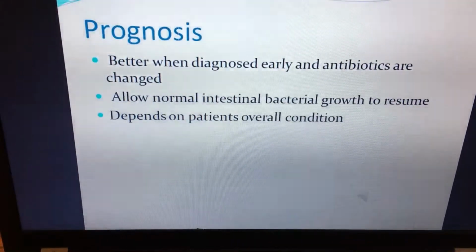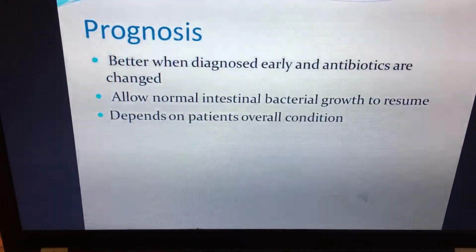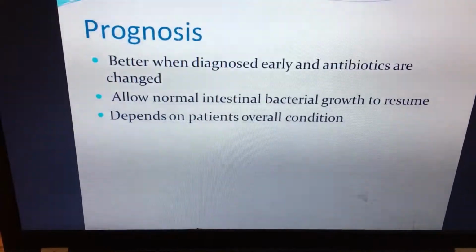Prognosis. It's better when diagnosed early and antibiotics are changed. This allows normal intestinal bacterial growth to resume. And it also depends on the patient's overall condition. What did they have before this? How healthy are they? How old are they?